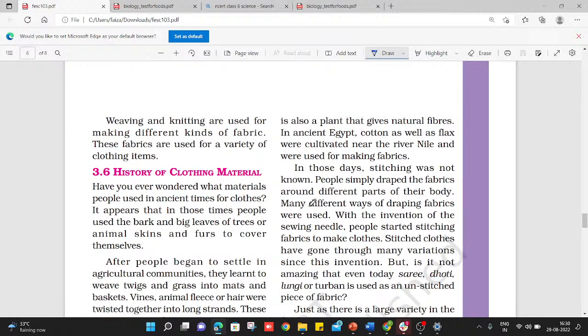History of clothing material. Okay, now let's read about the history of clothing materials. Have you ever wondered what materials people used in ancient times for clothes?